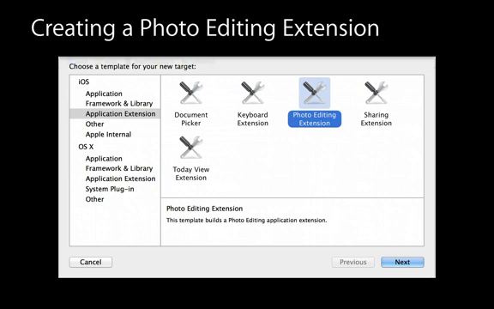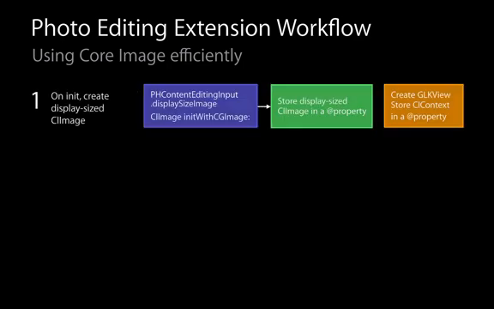I'm not going to go into too much detail on how to code this, but I'll give you some good advice here. First off, you can start to create a photo editing extension by going into the templates in Xcode. We'll also provide some sample code as well, so that'll be a good starting point. But as I said, I wanted to talk a bit about how you can use Core Image effectively within photo editing extensions. There's basically 3 steps.